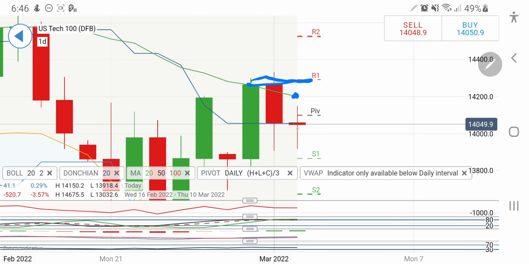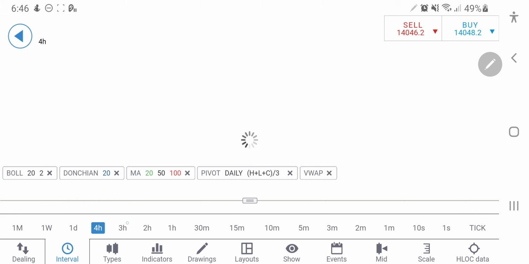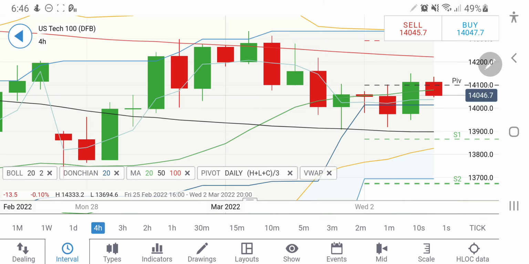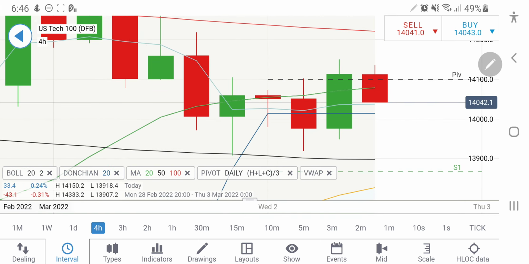Also, I will expect it to, if it breaks 13,900, definitely we are looking forward to a sharp correction here. Now let's have a look at the 4-hour charts. On the 4-hour charts also, probably see this zone here at 14,000 is important, 20 exponential moving average, and this probably breaking below 14,000, you can expect it to correct sharply. This time the drop is going to be sharp enough.